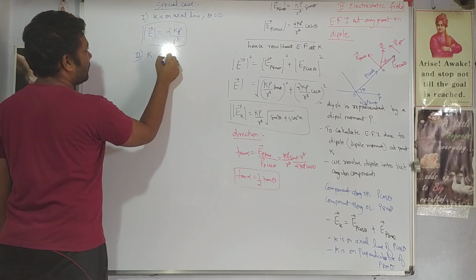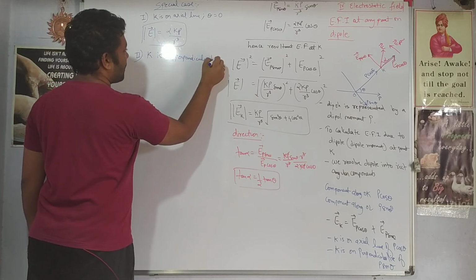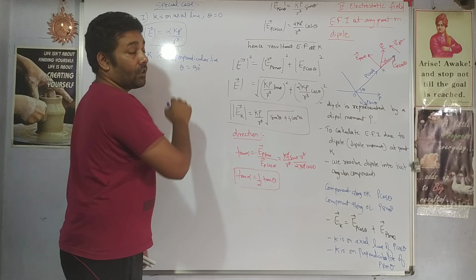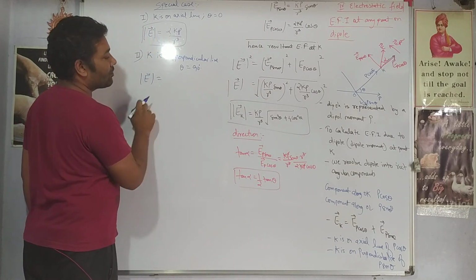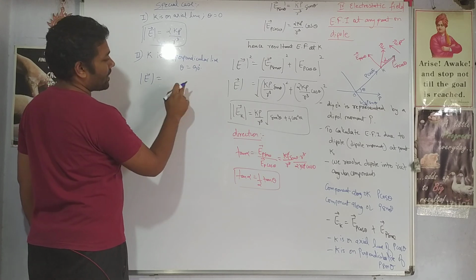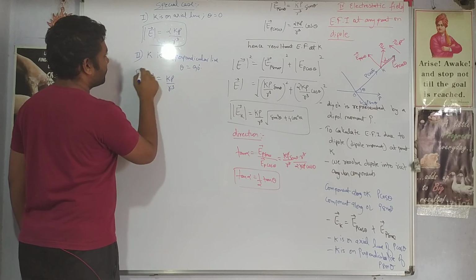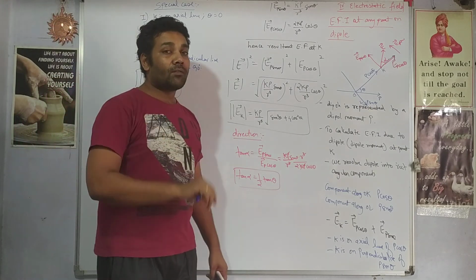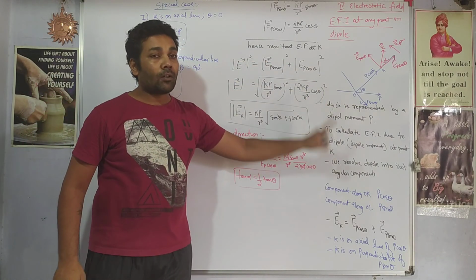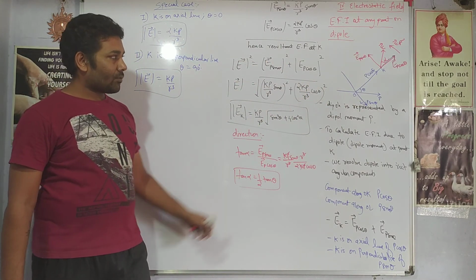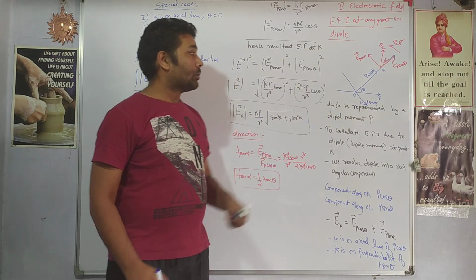Then if K is on the perpendicular line, what will be the value of theta? 90 degrees, right? So how will this general equation be modified? Sin 90 is 1, cos 90 is 0. So it will be kp by r cube. If you remember the previous derivations, those two derivations can be obtained from this derivation, right? So we can say this is a general derivation to find the electric field due to a dipole.